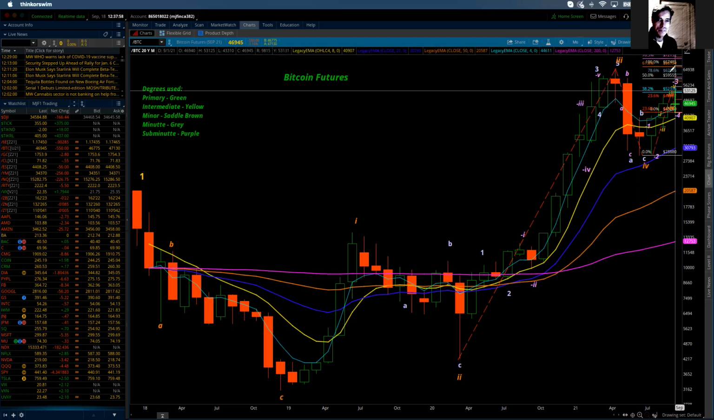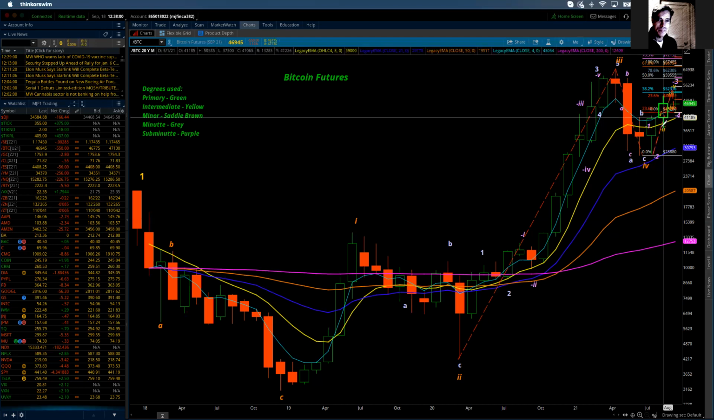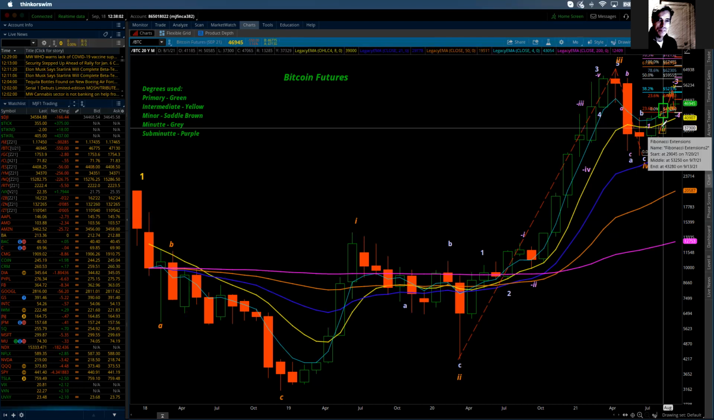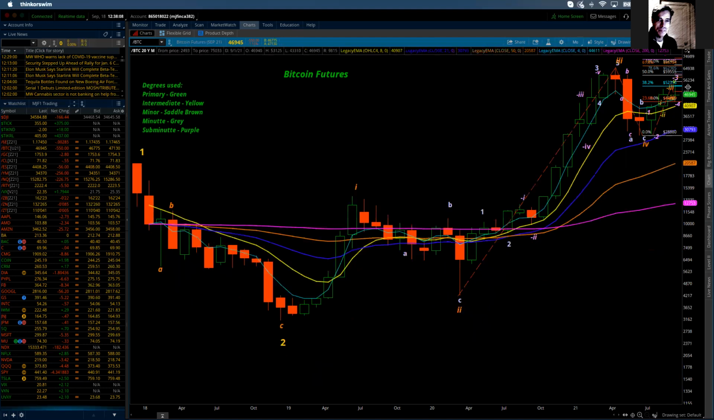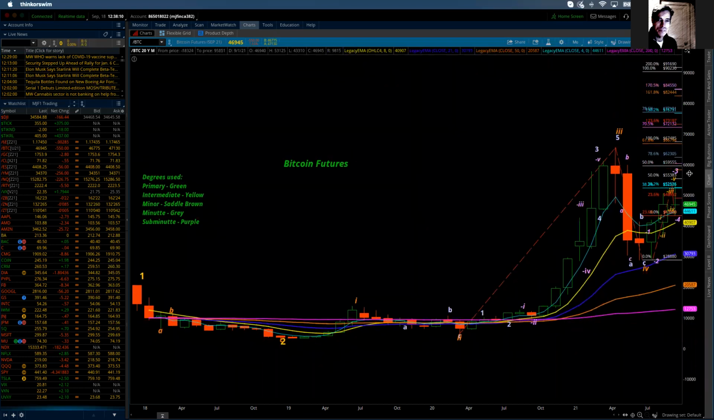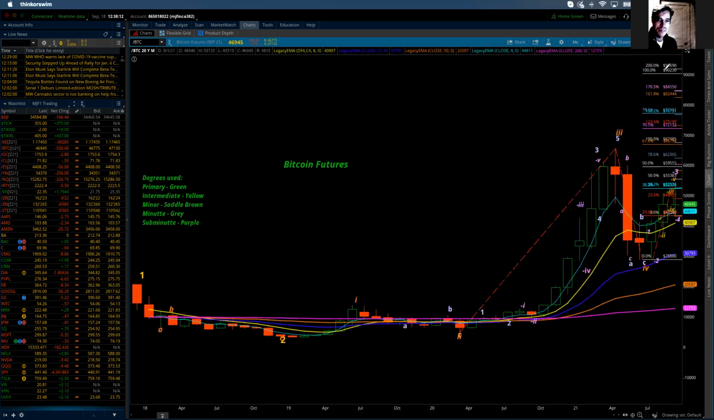to finish intermediate wave 3. Then we get an intermediate wave 4 corrective phase. But we still have an intermediate 5th wave up. That could be the one that takes us all the way up into here or over 100,000. But that's got to come probably in 2022. So don't rush the count.